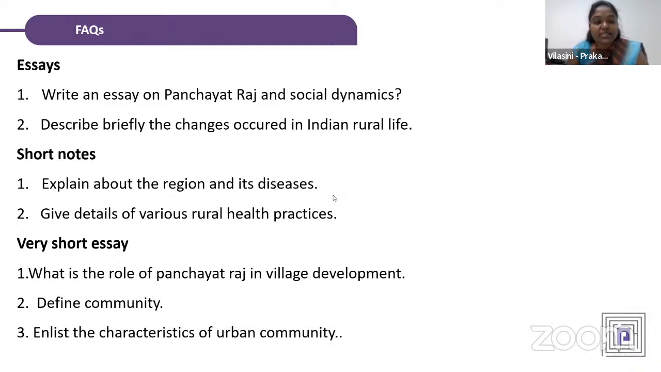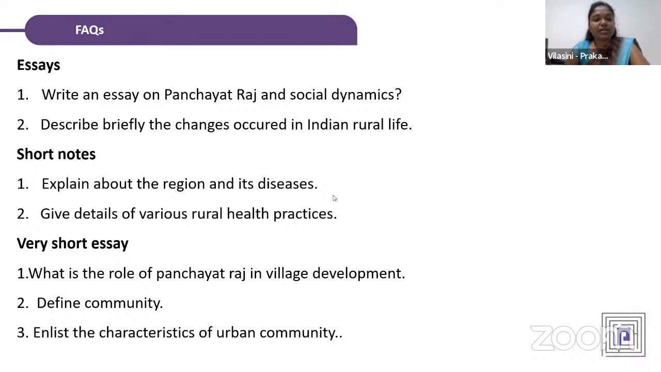Then short notes: explain about the region and its diseases. Just now what we have discussed, the north coastal region and Mexico, the places and the diseases caused by them. The next, various rural health practices. How the rural people were practicing, we can say, the pattern of lifestyle that they practiced, and how it was influencing their health.